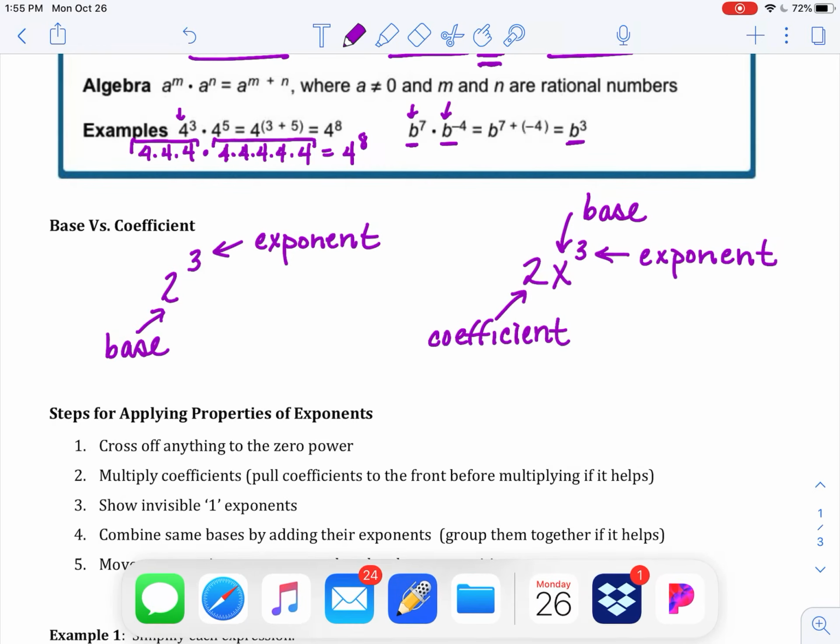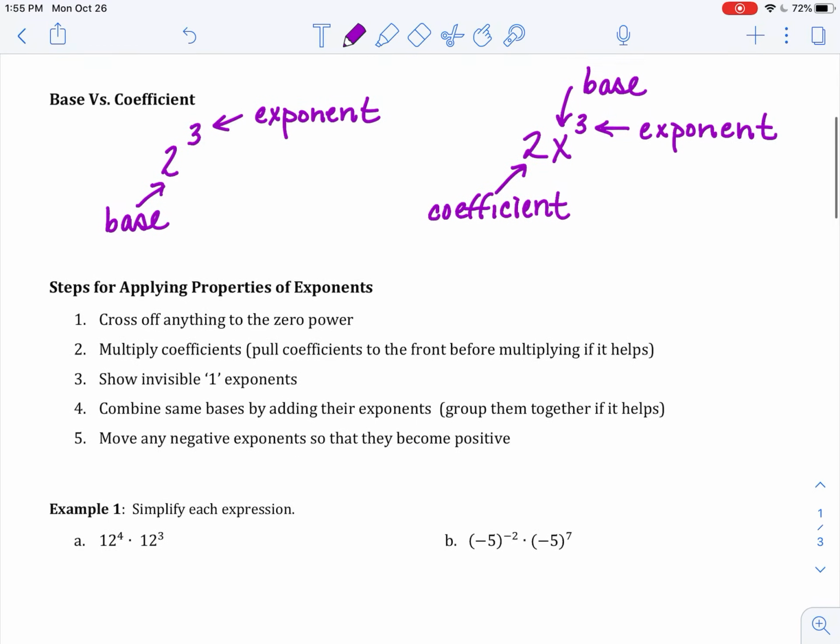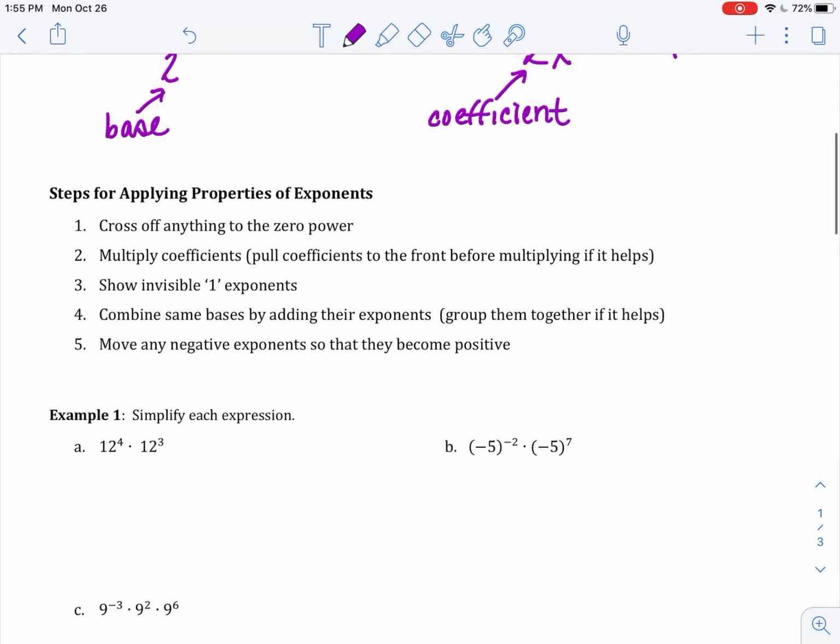All right, so the steps for today, when we are applying all the properties that we have learned so far, because we've learned the zero property of exponents, we've learned what happens when the exponents are negative, and today we're going to add to it what happens when we multiply bases that have the same bases with exponents.